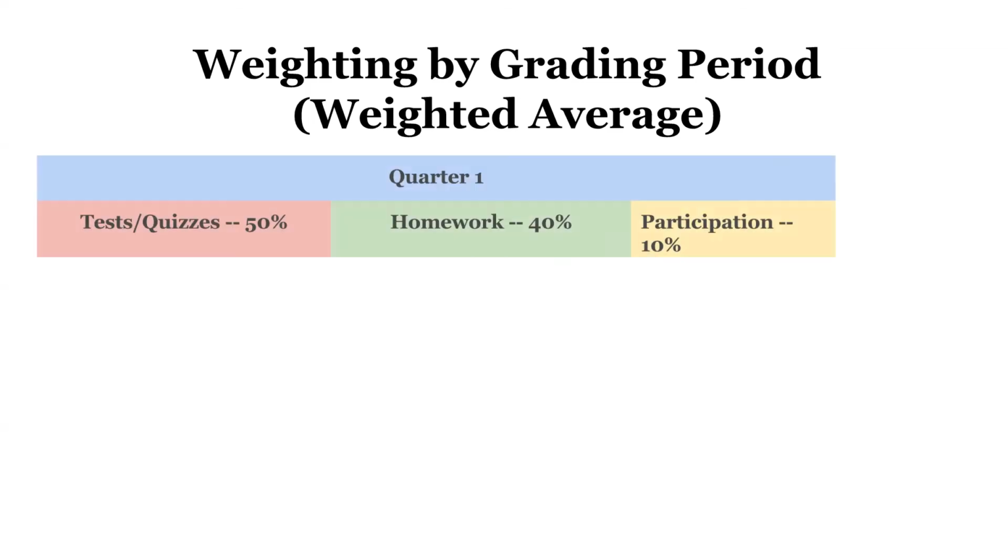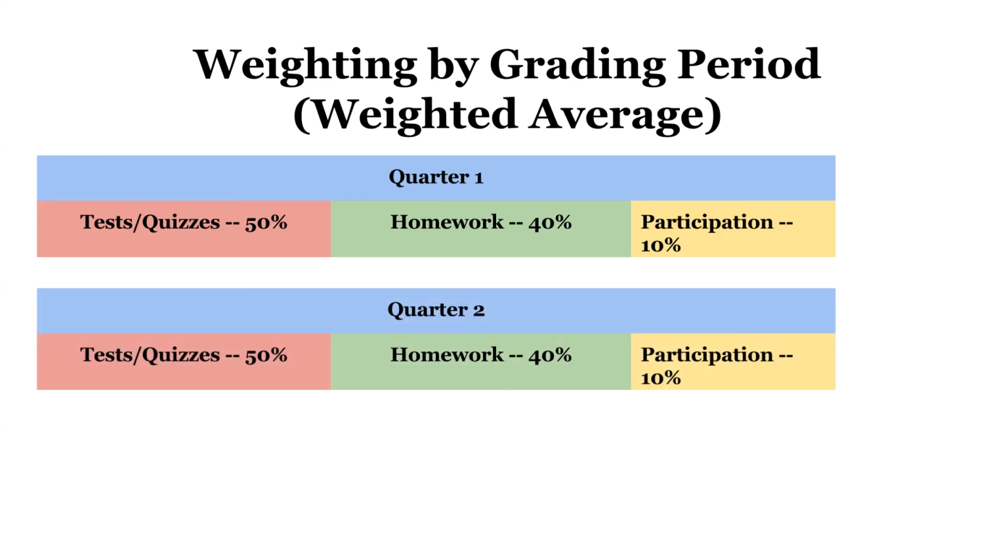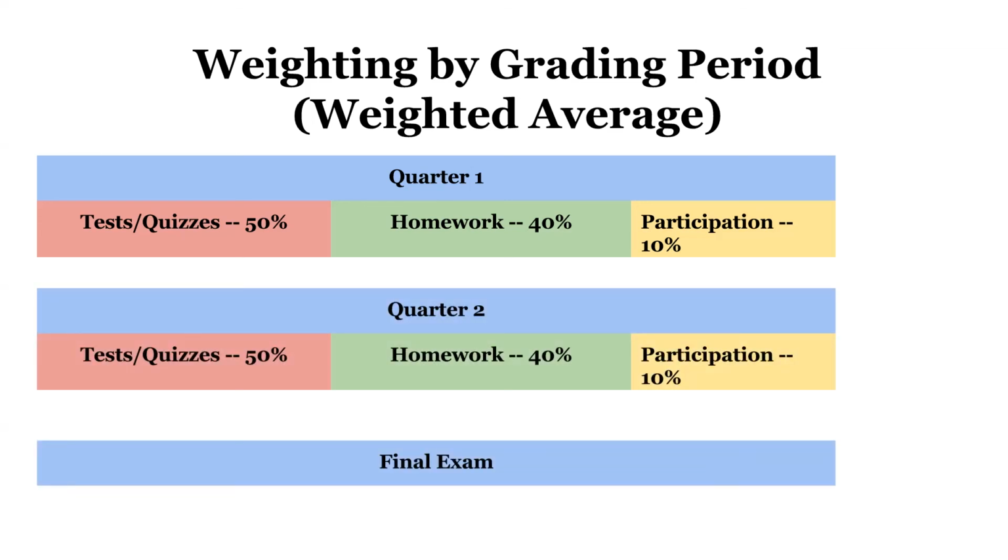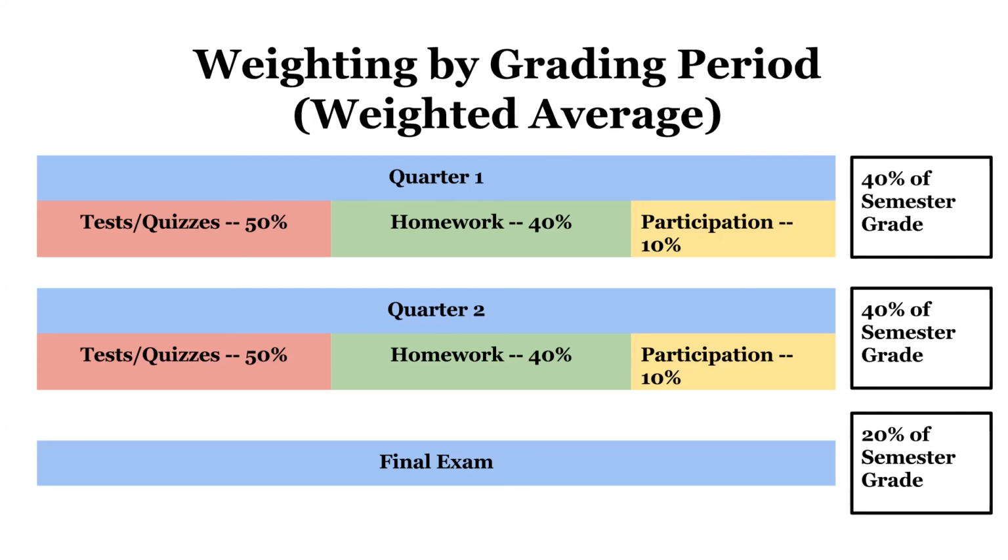Now let's take a look at weighting by grading period. There are 2 methods to weight by grading period, the first of which is weighted average. Let's say your quarter 1 grade is determined by the categories as seen earlier. The same for quarter 2. And you have a final exam. Using the weighted average method of weighting by grading period, you can define that quarter 1 is worth 40% of the semester grade, quarter 2 as well 40%, and the final exam to be worth 20% of the semester grade.